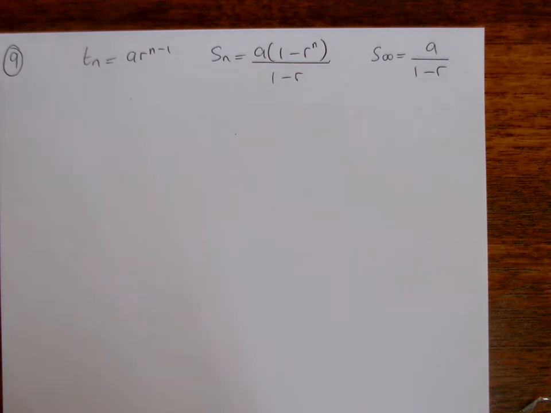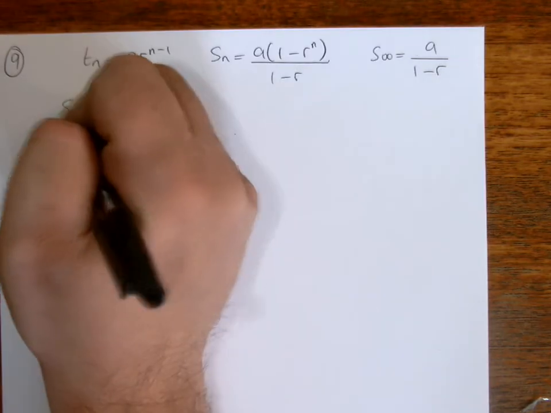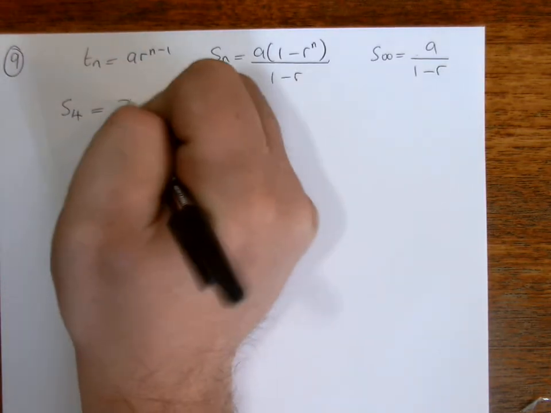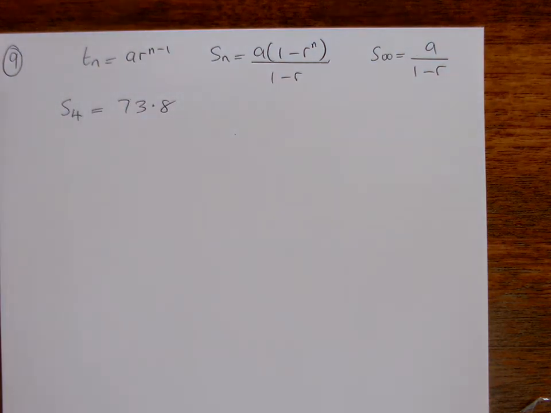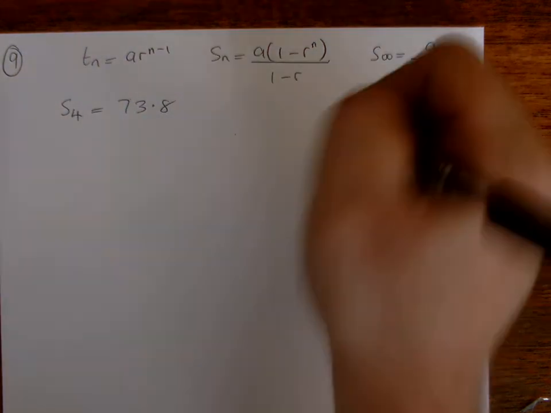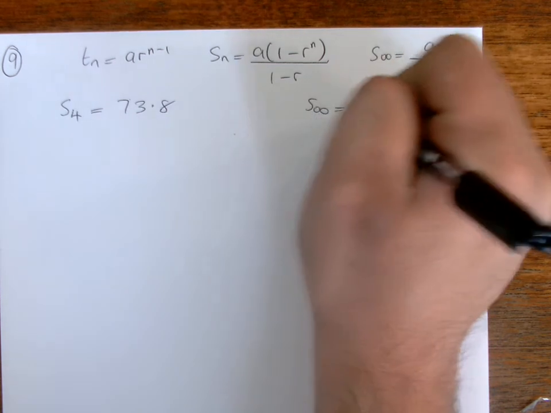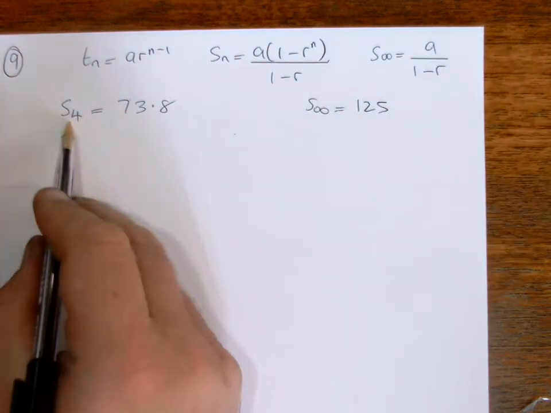Okay, so number 9, it says the sum of the first 4 terms of the series is 73.8. I'm tempted to do T1 plus T2 plus T3 plus T4 is 73.8, but I think in this case it's best to use the sum formula. I think it's going to really help us there. It also says the sum up to infinity of the series is 125. So let's work with this to start with then.